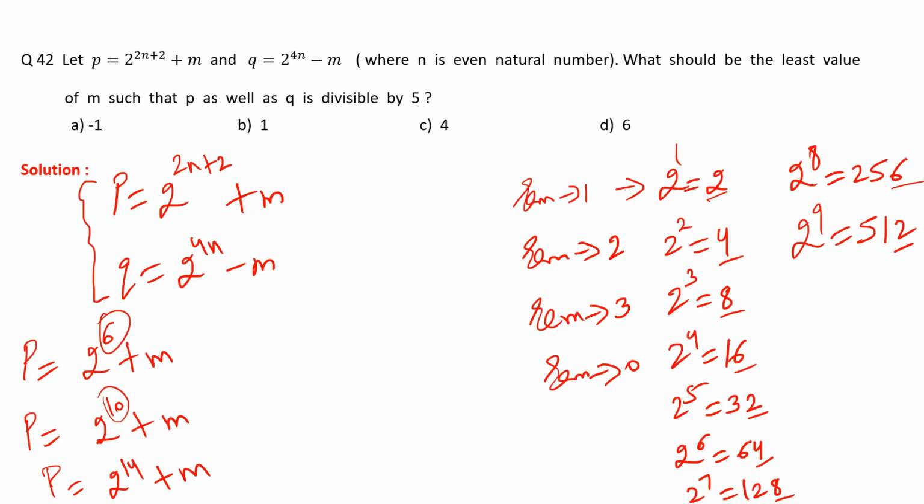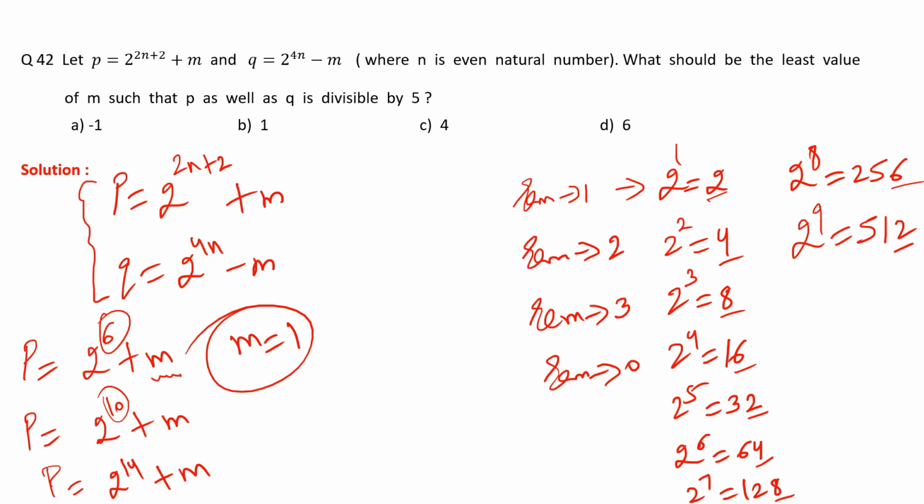That means the last digit of all of these powers is going to be 4. And I have to add m to it so that it becomes divisible by 5. Then obviously the value of m has to be 1. It is the smallest value of m that will make this number divisible by 5. Why am I saying smallest value? Because if the last digit of 2 to the power 6 is 4, then you can also add 6 to it in order to make it divisible by 5. Because a number which has the last digit as 0 or 5 is divisible by 5.